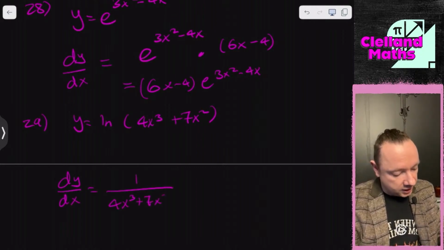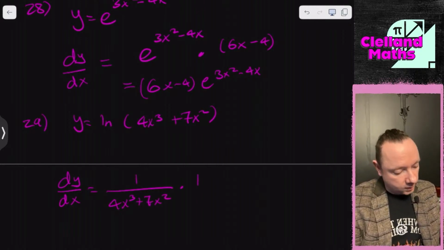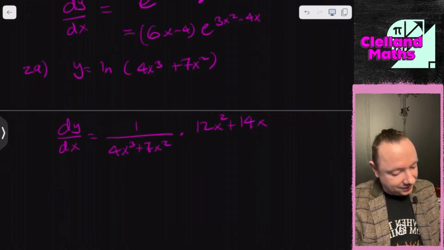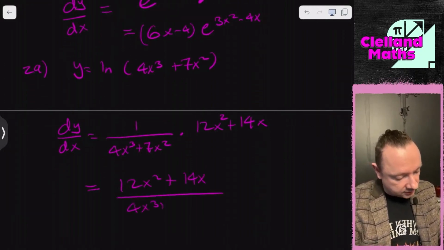But then because of the chain rule, I need to differentiate 4x cubed plus 7x squared. 3 fours is 12x squared, 7 twos is 14x. Tidy that up, we get 12x squared plus 14x all over 4x cubed plus 7x squared.